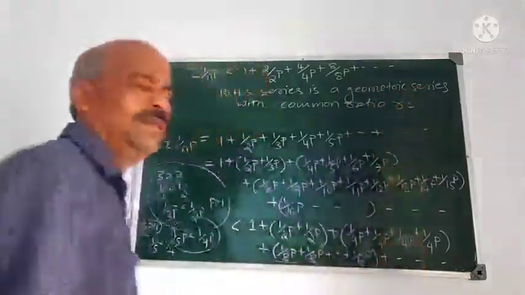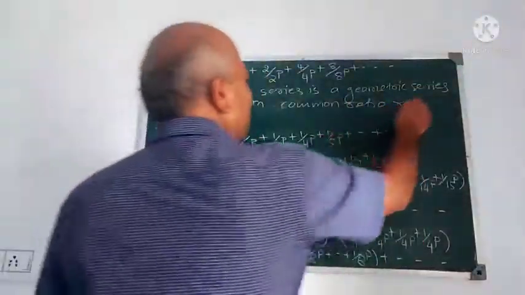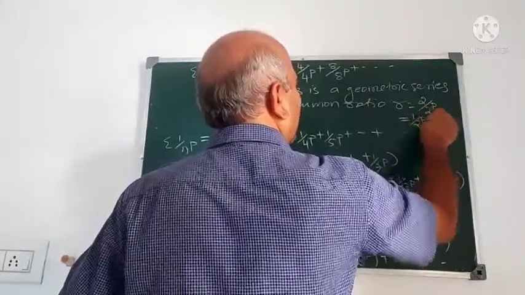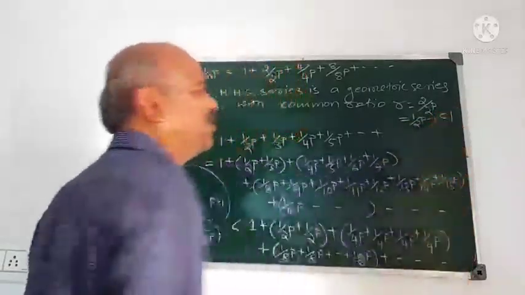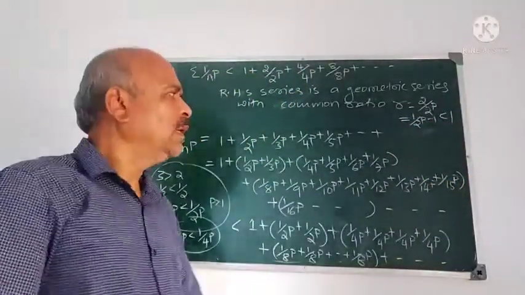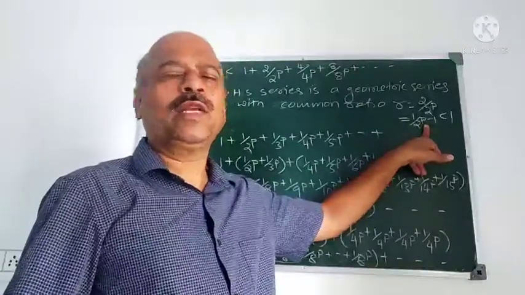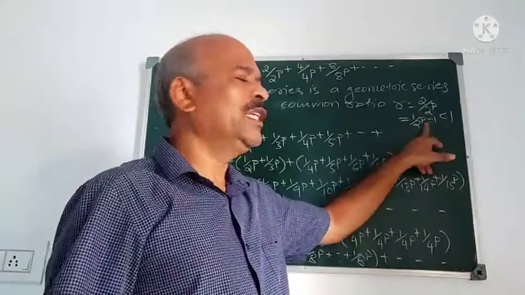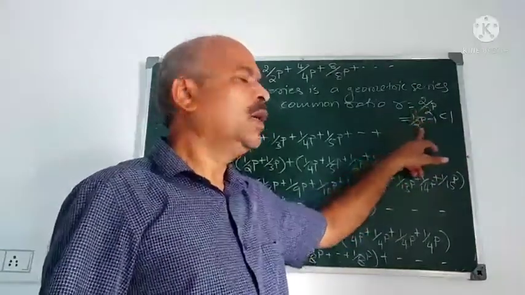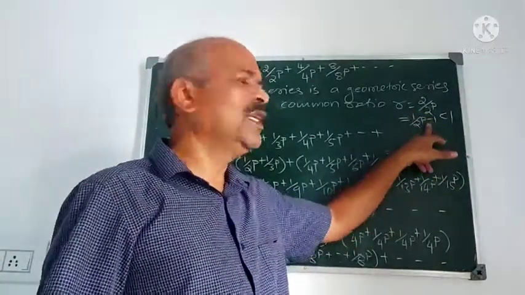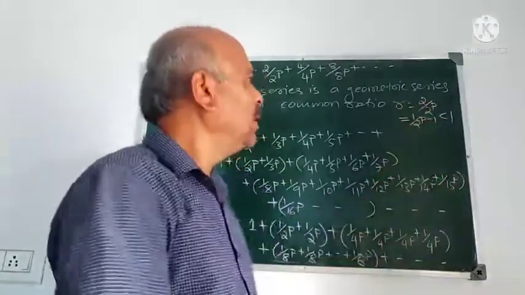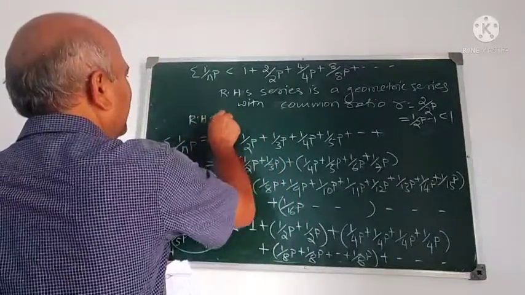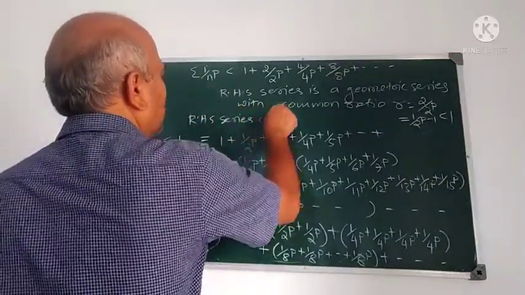What is r here? What is the common ratio? It is 2 by 2 raised to p, or it is 1 upon 2 raised to p minus 1. It is less than 1. Can anybody say why it is less than 1? Because see, p is greater than 1. The first case is p greater than 1, so p minus 1 is positive. So 1 upon 2 raised to some positive power means it is in the denominator and less than 1. Therefore, this right hand side series converges.